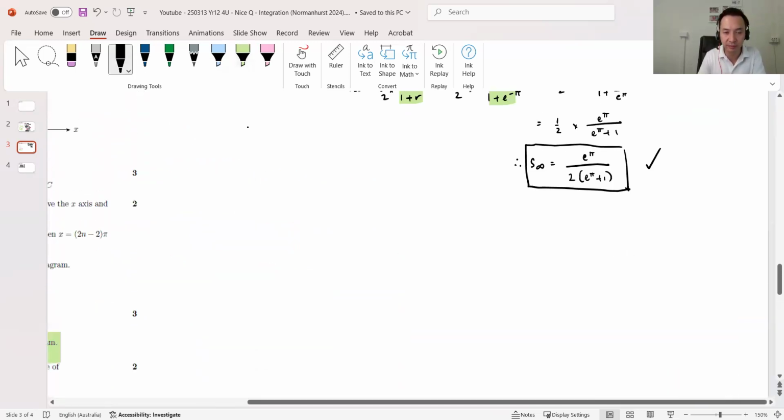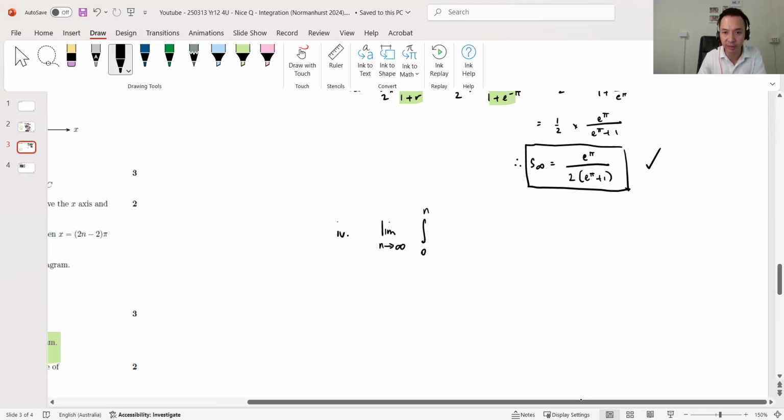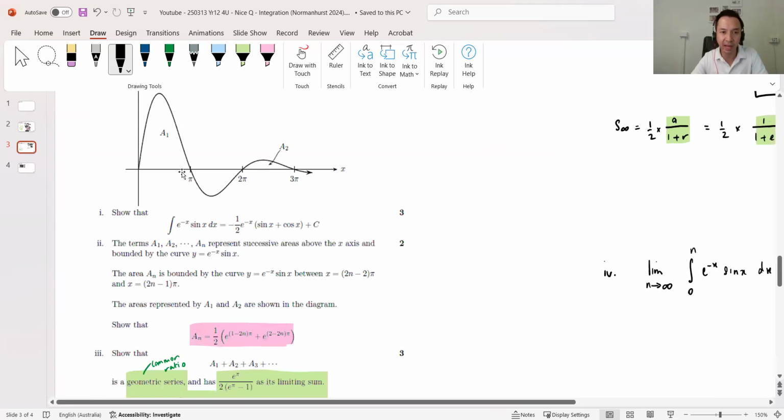So let's see. Part 4 says the limit as n goes to infinity of the integral between 0 and n of e to the minus x sine x dx equals a half. Okay. So that's saying that when I integrate from 0, and this expression here, see how there's no allowance for the positives only, right? Because right now I'm given that the positives only gives me this limiting sum.